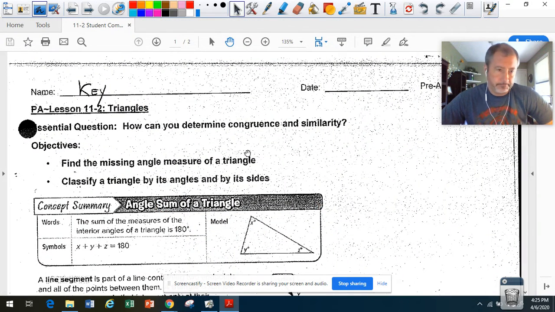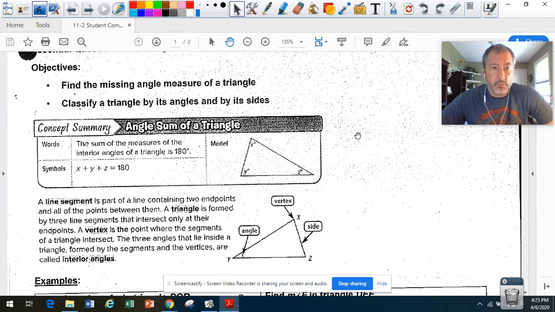So we have it right here. Chapter 11, lesson 2, triangles. Okay, so let's first talk about some triangles here. All triangles have one thing in common. All of the interior angles will add up to be 180 degrees. So it says the sum of the measures of the interior, that's important there, the interior angles will add up to be 180 degrees.